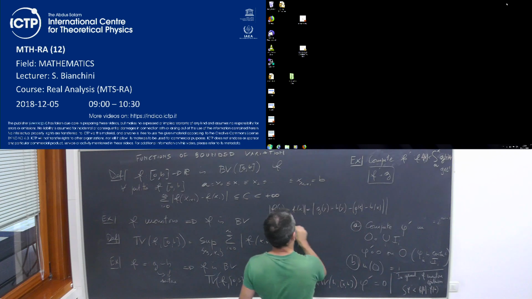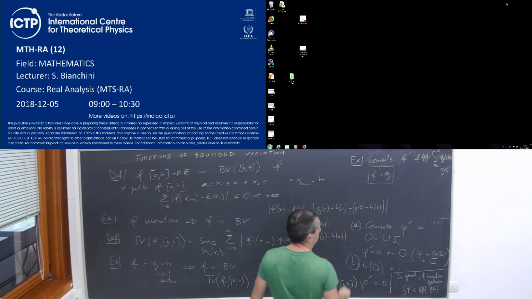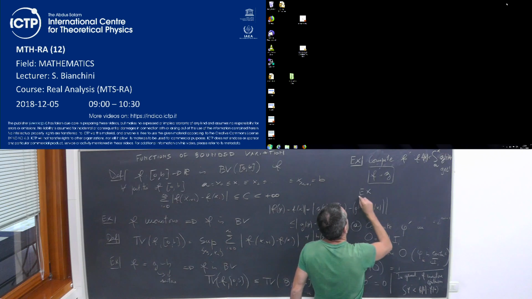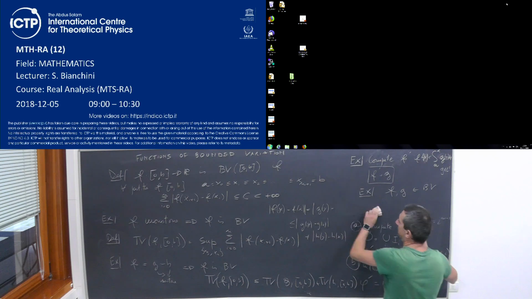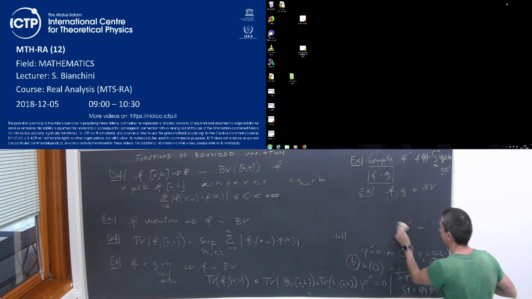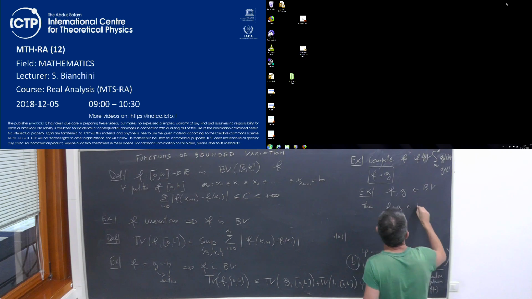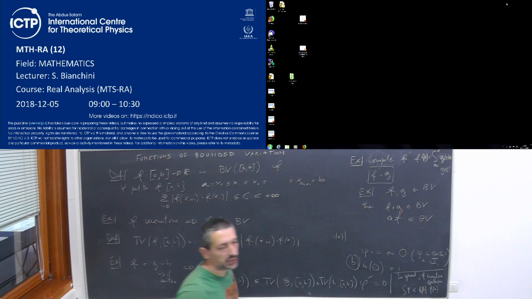And now it is less or equal than this guy minus this guy plus this guy minus this guy. I don't have other inequalities. So for example, if f and g are BV, so they're bounded variation, then f plus g is BV, af is BV. So it's a linear space.